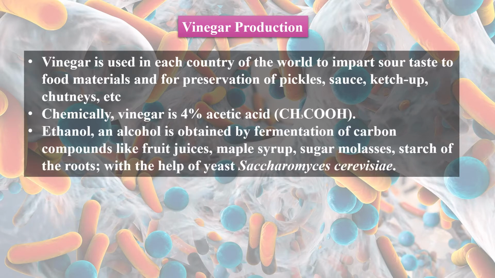Okay. Ethanol, an alcohol, is obtained by fermentation of carbon compounds like fruit juices, maple syrup, sugar molasses, starch of the roots with the help of yeast Saccharomyces cerevisiae. Okay, so here also yeast is used in the fruit juices, and with the help of these microbes, that is the yeast which is being used, you get vinegar. Let's learn exactly what happens over there.